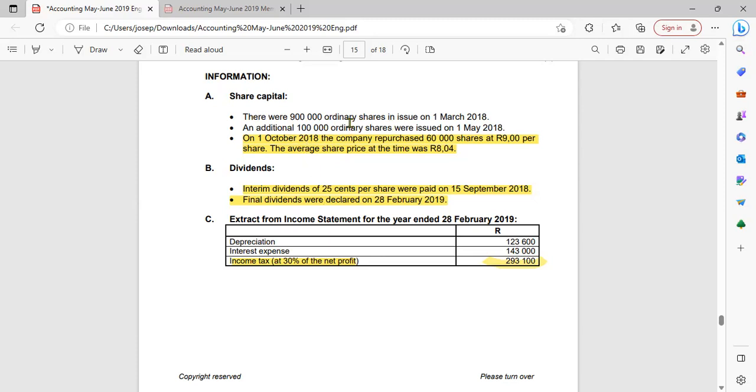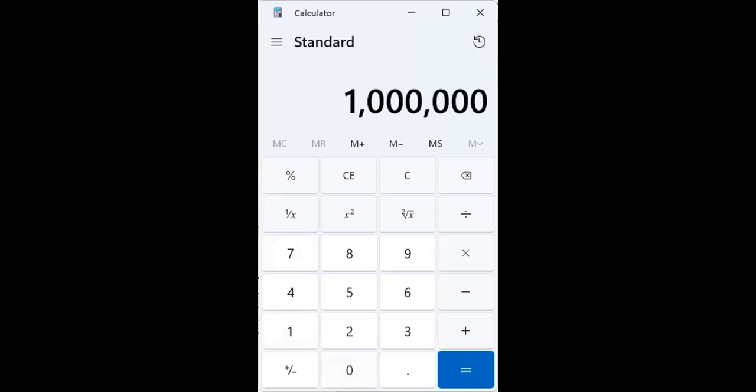So I'm just going to say the shares that were issued at the beginning of the year, 900,000 shares plus 100,000 shares, and that gives us 1 million shares, guys. This is very simple. Now we're going to say 1 million shares multiplied by 0.25 that we paid per share, and we will find how much we paid for interim dividends. So 1 million multiplied by 0.25 per share gives us 250,000. That is interim dividends.